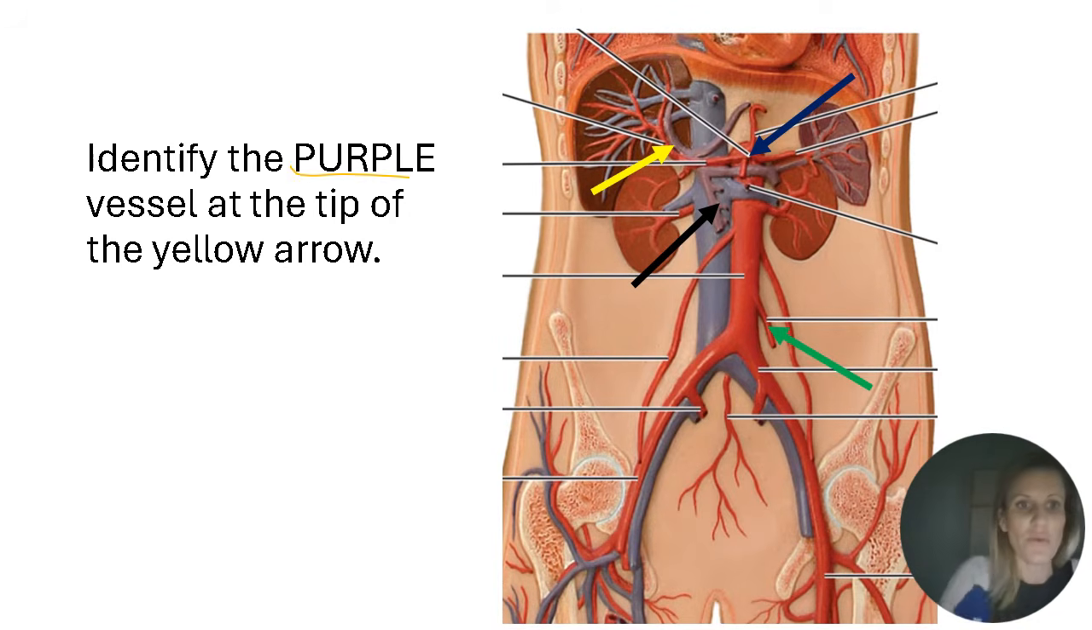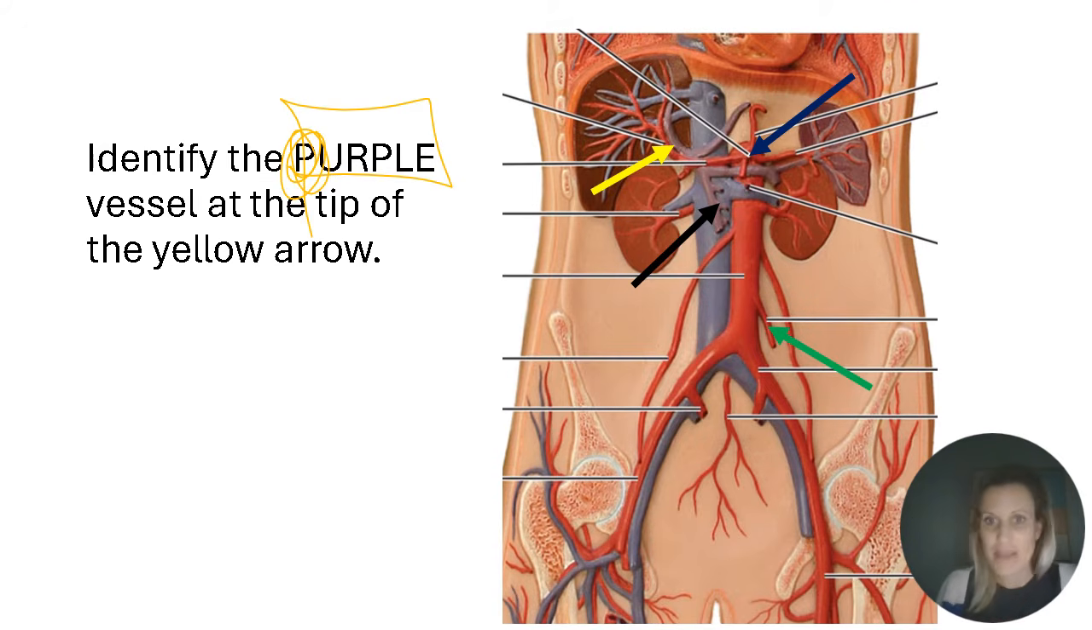Identify the purple vessel at the tip of the yellow arrow. Right off the bat, the fact that I said purple should be telling you something. Remember, purple, P, match up your P's. Purple vessels are portal veins. Purple portal. So we're looking at one of our portal veins.